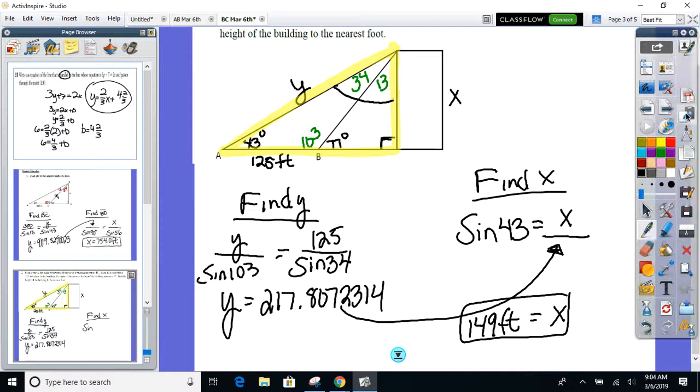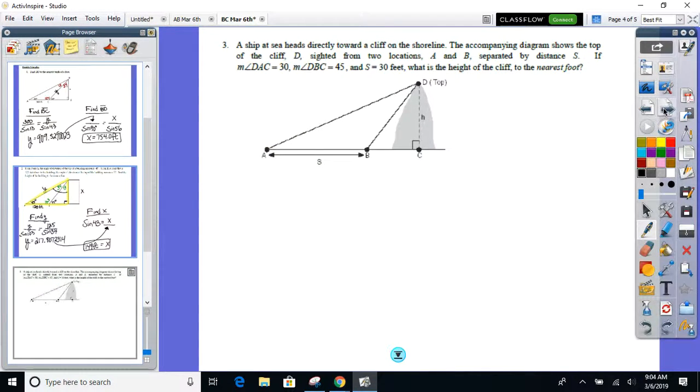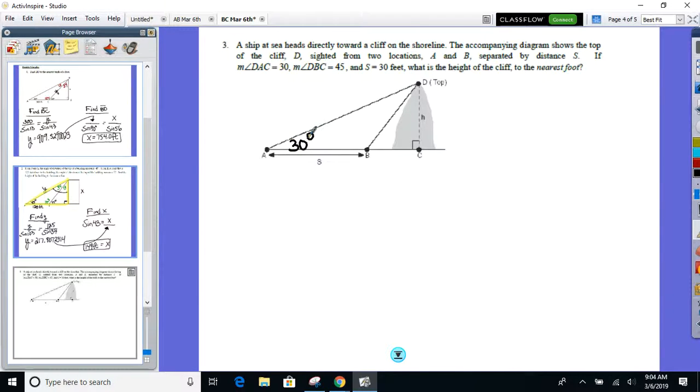All right, one more, and then we're going to start reviewing. There it is. DAC is 30. DBC is 45. It's kind of hard to make these any different, but S is 30. Find the height of the cliff, H.